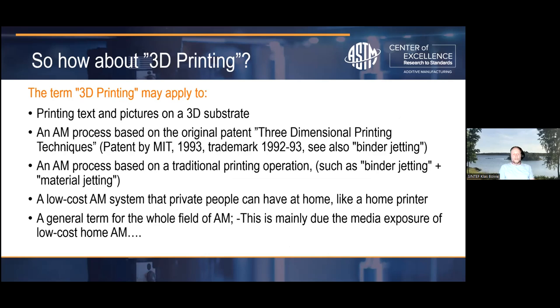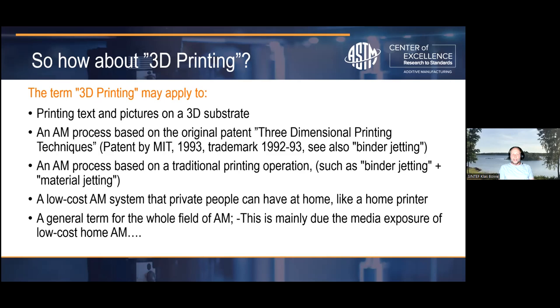In the beginning, it was just using printer technology to print text and pictures on a three-dimensional substrate. It has nothing to do with what many people think is 3D printing today. Then it was, of course, as I mentioned before, an AM process based on the original patent, three-dimensional printing techniques, MIT 1993. That is what in modern standard terminology is called the binder jetting process.